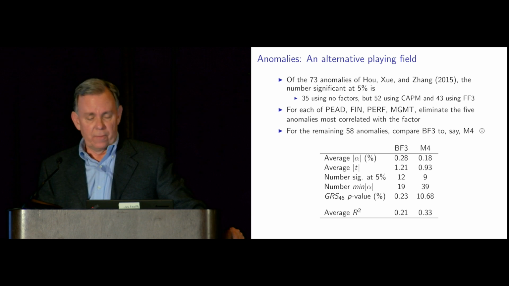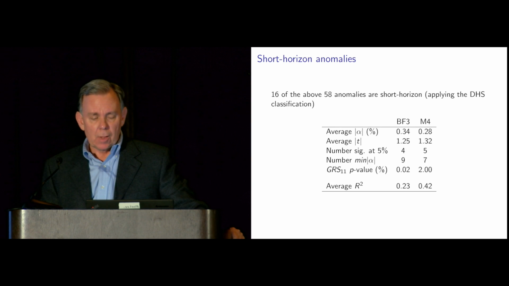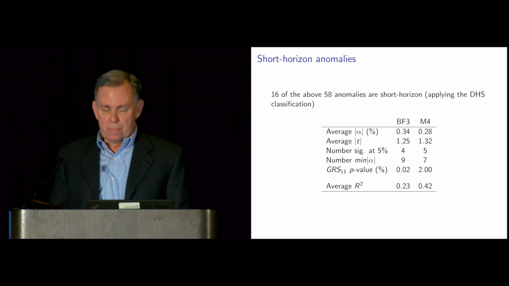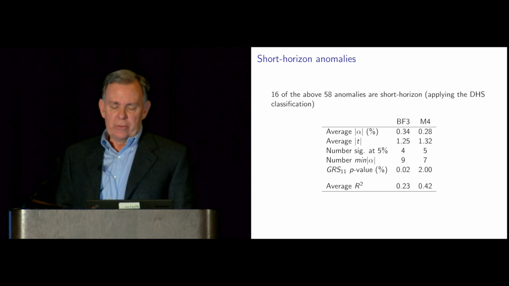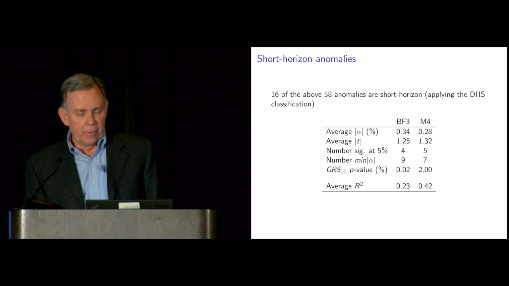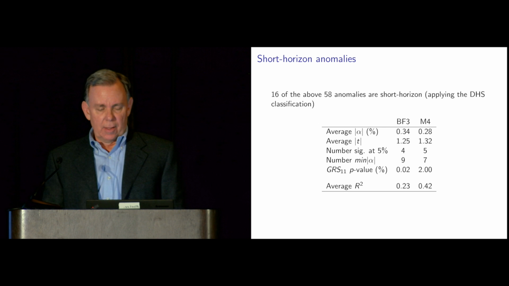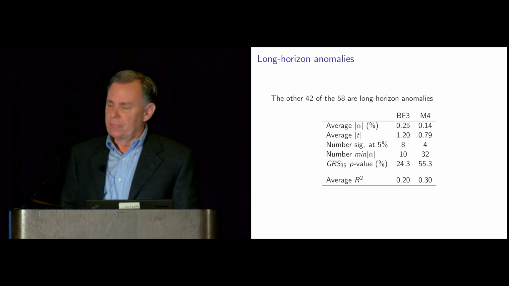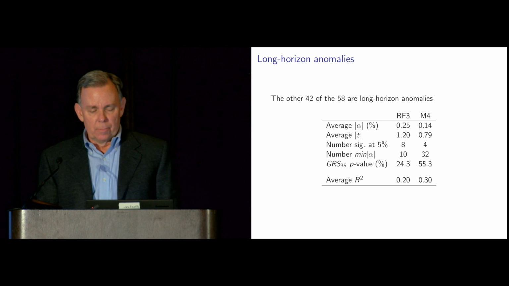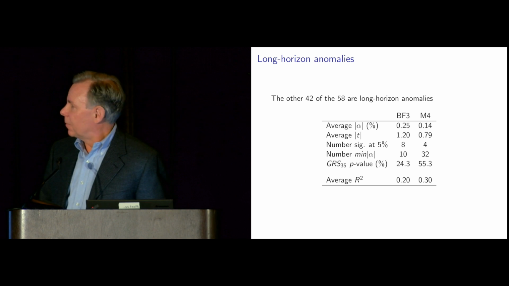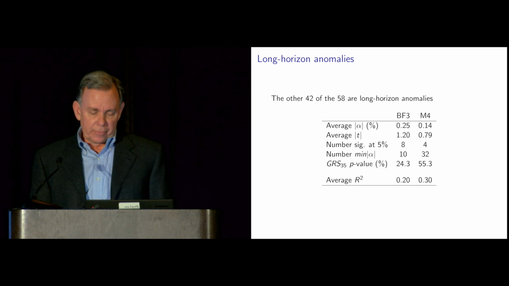It also, by the way, explains more variance of returns on these anomalies. If we take these 58 anomalies, break them into short and long horizons using their same method, on the short horizon anomalies, it's pretty much a tie. We have smaller alphas on average and a bigger GRS p-value, but slightly, I think 5 versus 4, significant at 5%. Among the long horizon anomalies, the M4 model, I think, does considerably better. Much smaller average alphas and t-statistics, bigger GRS p-value, and gets 32 out of the 42 having smaller alphas.